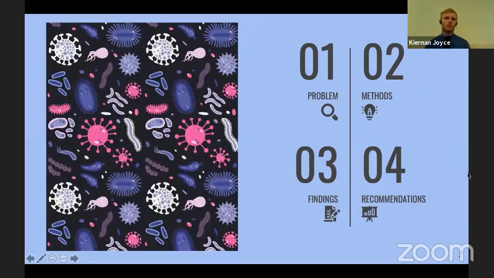We approached both our project and this presentation as follows. First, we identified the problem we wanted to solve, which is stated in the next slide. Second, we introduce our methods, which are focused around our Delphi study. Next are the findings we collected from the surveys within this Delphi study. Last are our deliverables and recommendations.